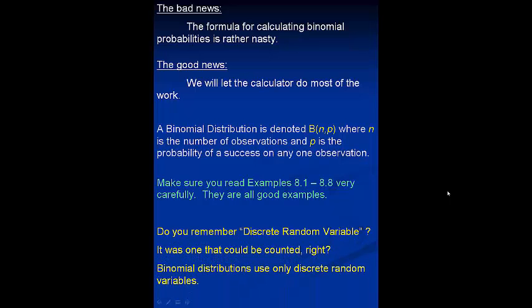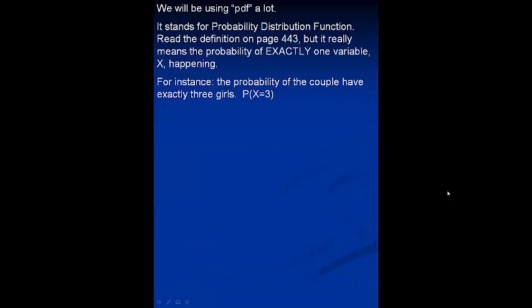Now, do you remember discrete random variables from Chapter 6? We talked about discrete and continuous. Discrete were the ones that we can count on our fingers and toes, right? So binomial distributions use only discrete random variables. Now, we'll be using PDF a lot. Remember, we never used that when we had the normal distributions. No PDF. We always used CDF. PDF stands for probability distribution function. Read the formal definition on page 443. But it really means the probability of exactly one value, X, the event happening.